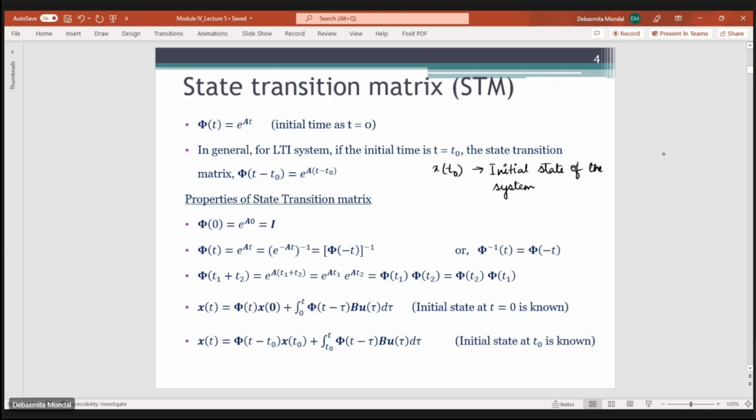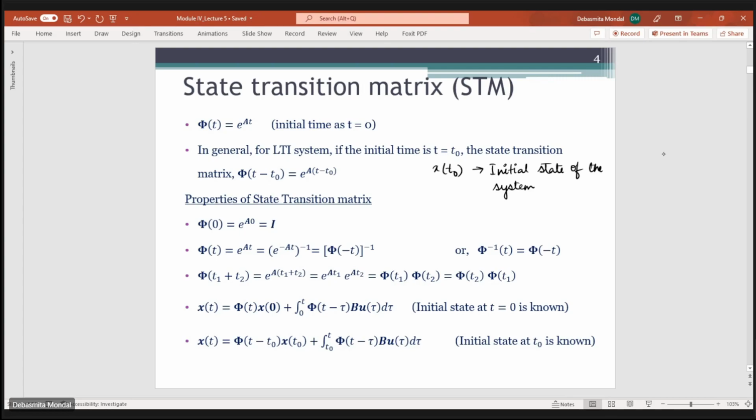So this would be the equation for the solution for a given system, provided that the initial state is considered at t equals 0, and this state is known, provided that you know the value of this x0.